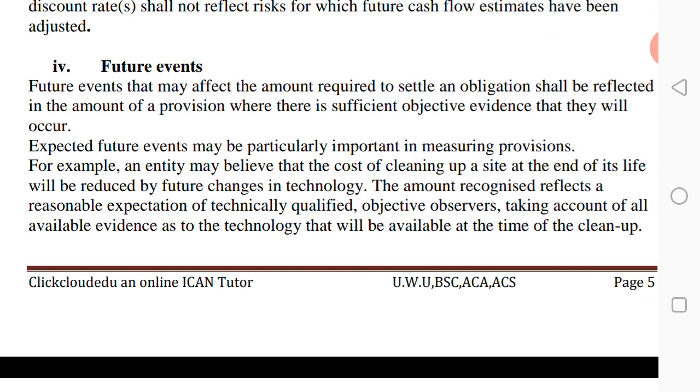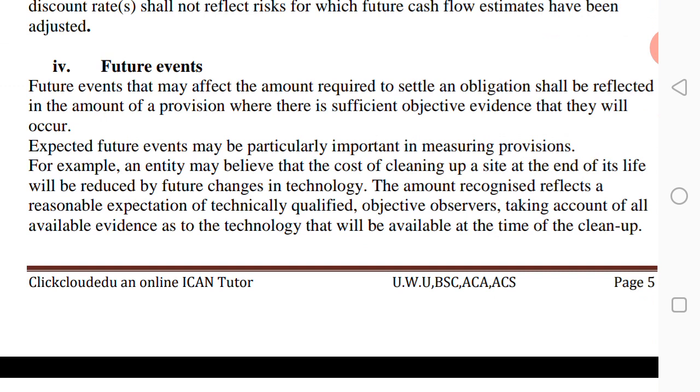For example, an entity may believe that the cost of cleaning up a site at the end of its life will be reduced by future changes in technology. So the cost you foresee that you will incur in the future might decrease or increase due to the advent of technology. Such a future event you should include in your provisions.